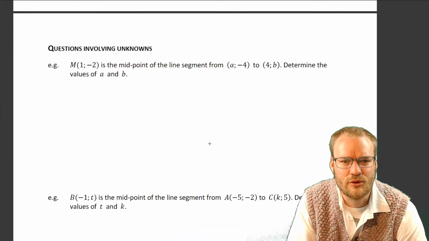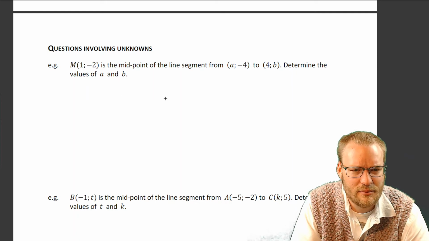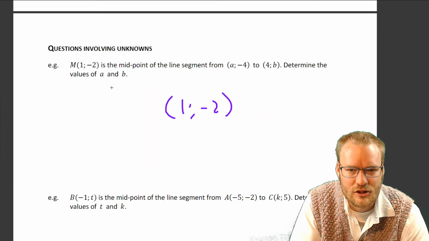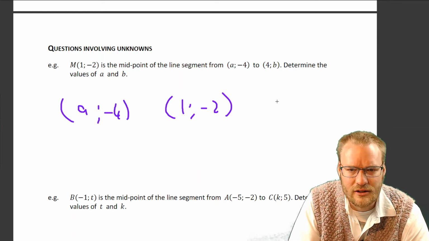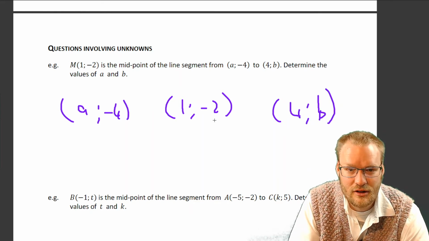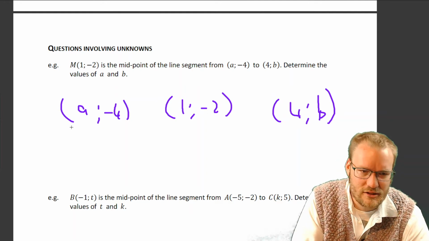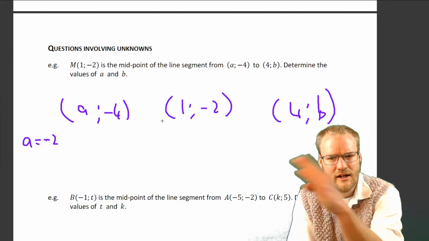Then we've got midpoints with unknowns. To start with, I just want you to try these. If M is the midpoint, so if (1, -2) is the midpoint between (A, -4) and (4, B), notice how I'm putting the midpoint in the middle. So we're saying 1 is the middle of A and 4. What must A be? That distance is 3, right? So this distance must be 3, so A is -2, because we've gone 3 left.